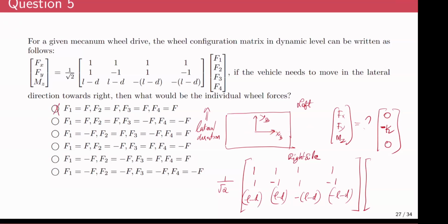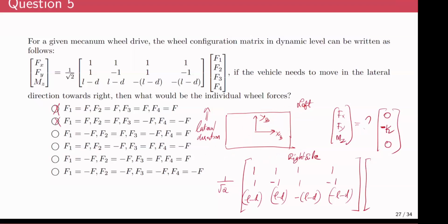The second option is it's F, F, minus F, minus F, right? So the first two forces act along positive direction, and the third and the fourth act in the negative direction. So again, it should be fairly obvious that if we have this sort of configuration, the mobile robot would rotate like this, in the clockwise sense, right? Two wheels going in this direction, two wheels going in this opposite direction. So the mobile robot would rotate like this. So we can also eliminate that option based on intuition.